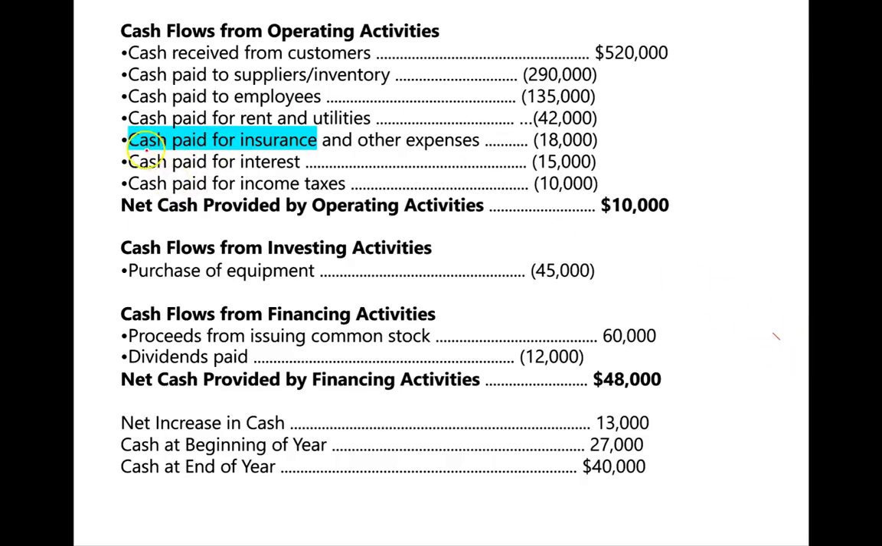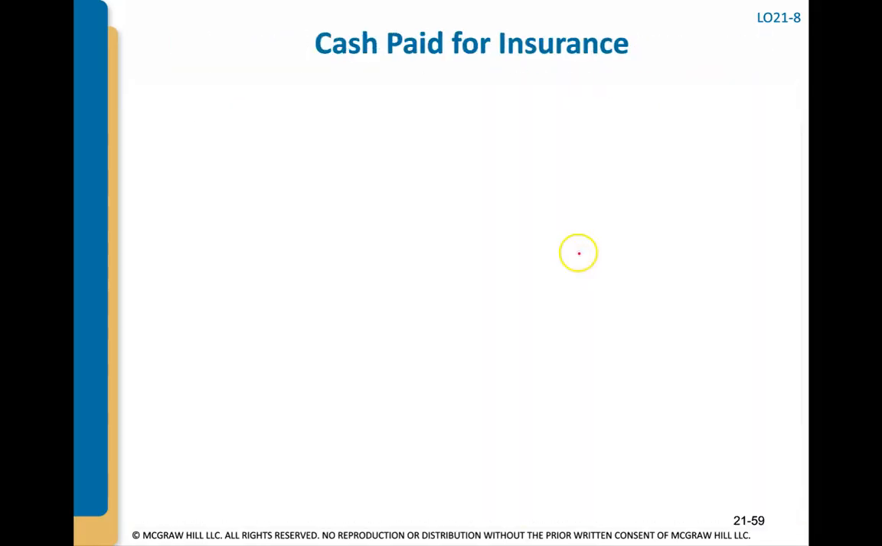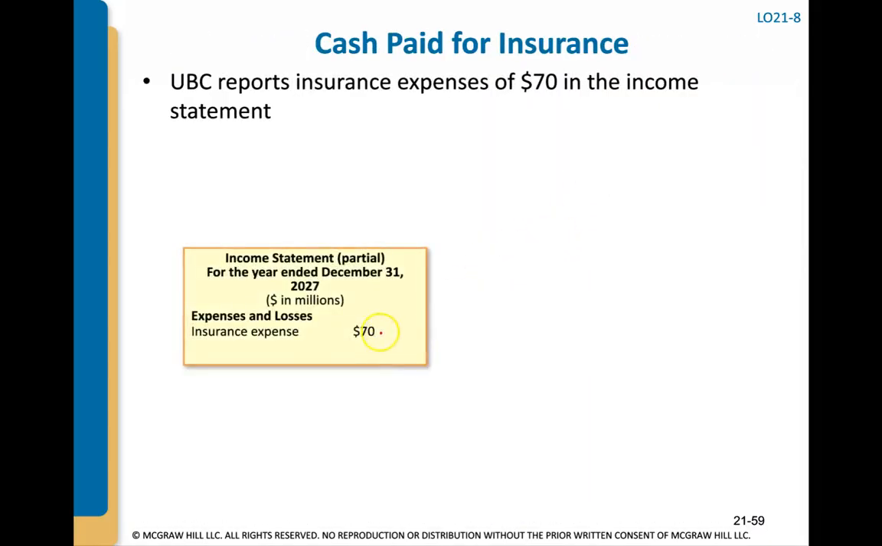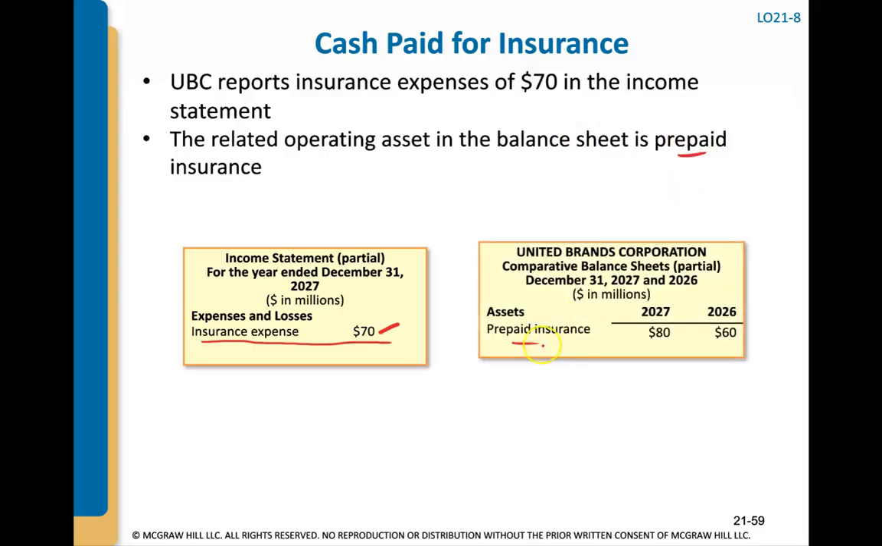Another item that could be on the statement of cash flows is the cash paid for insurance. Let's go through that. And that's the next item on our income statement. So now we're slowly moving down the rows. And so insurance expense, we had insurance expense for $70. So here's my $70, right? That's the snapshot from the income statement. And the related balance sheet account this time is going to be a prepaid insurance account. So it doesn't always have to be a liability when it's an expense.